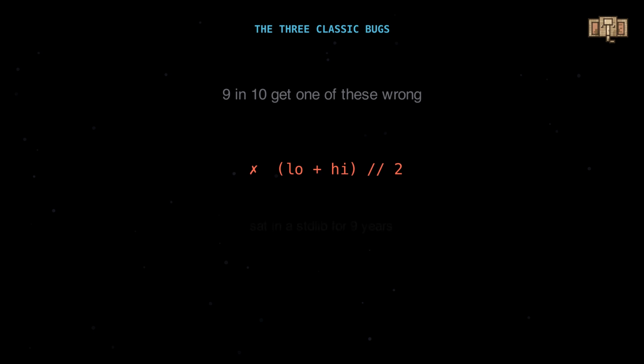Now the folklore. 9 in 10 programmers cannot write this bug-free on the first try, and the traps are always the same 3. 1. The midpoint. Add low and high together first, and in a fixed width integer that sum can overflow and wrap to a negative index. This exact bug sat inside a standard library for 9 years before anyone noticed. The fix is to walk half the gap up from the low bound instead.